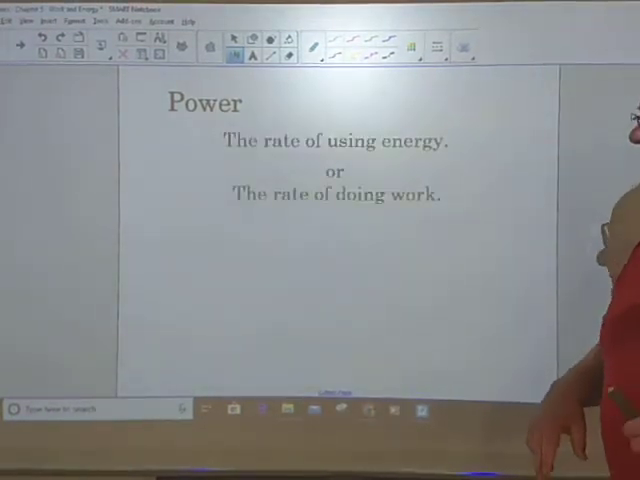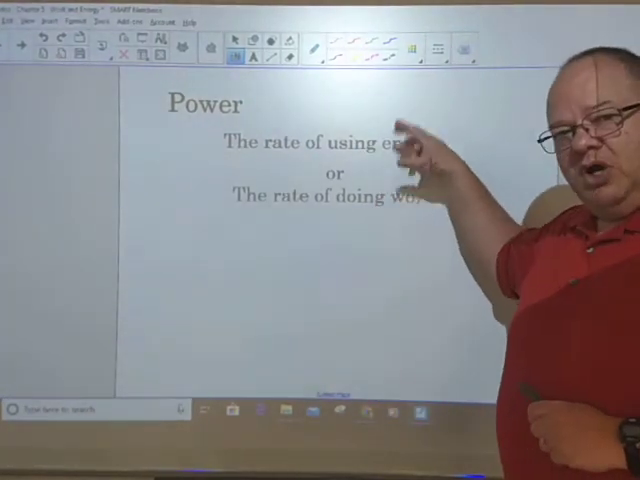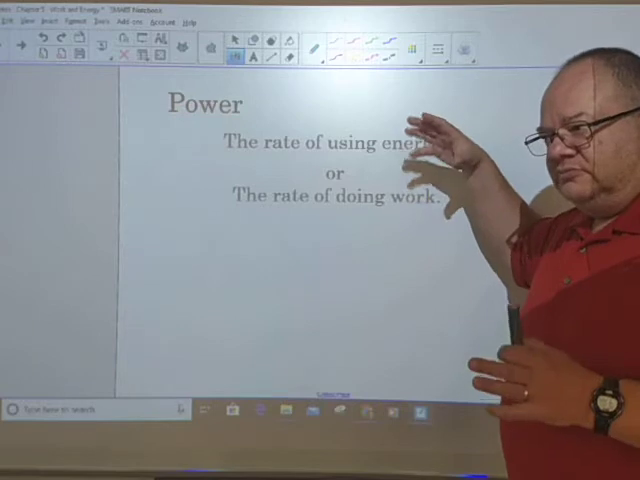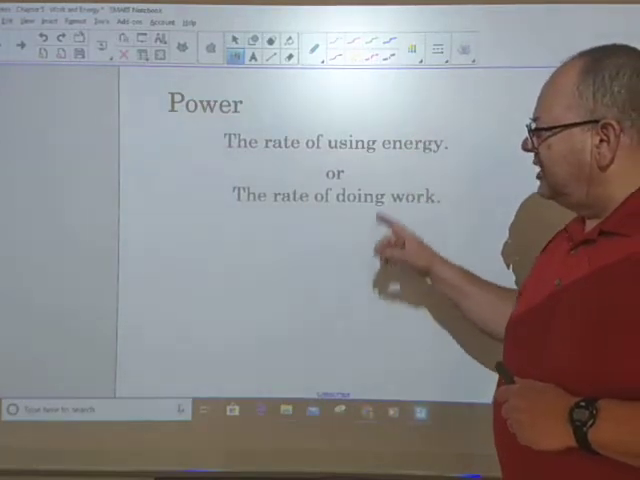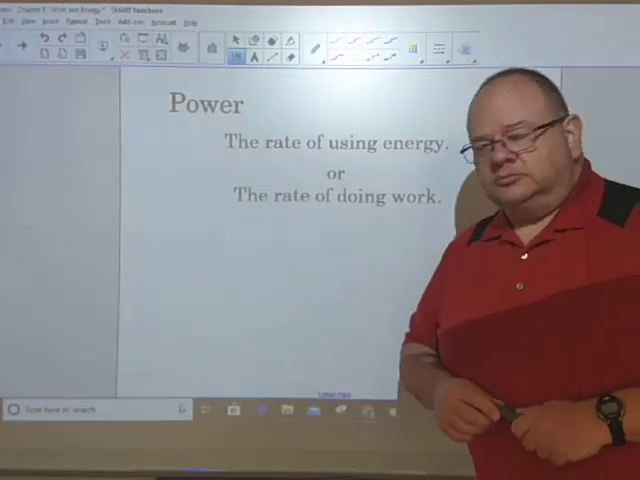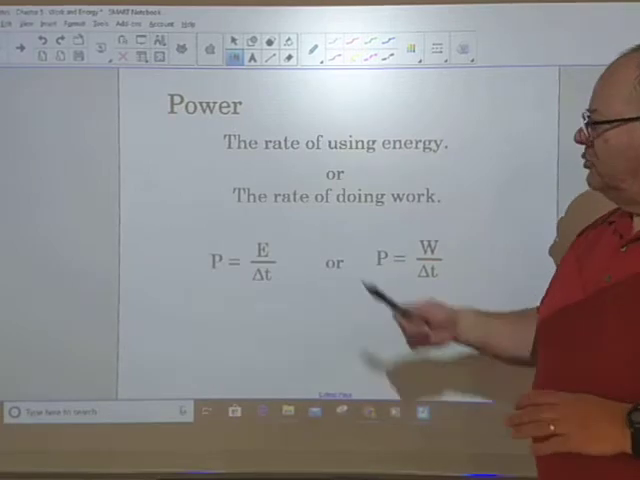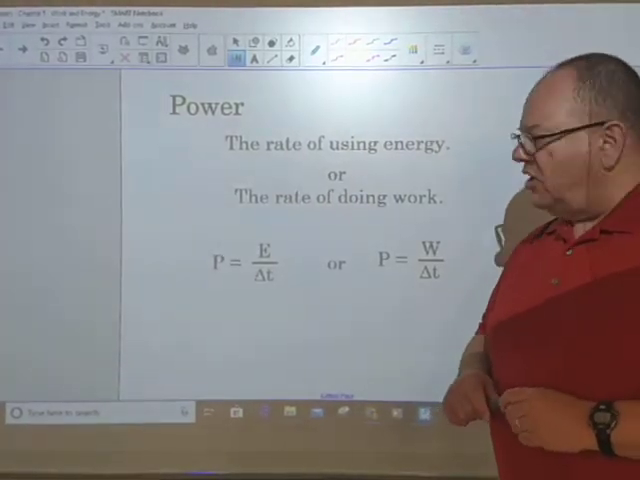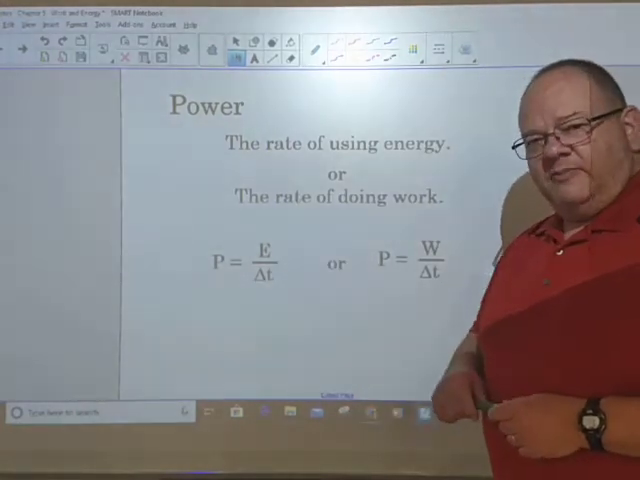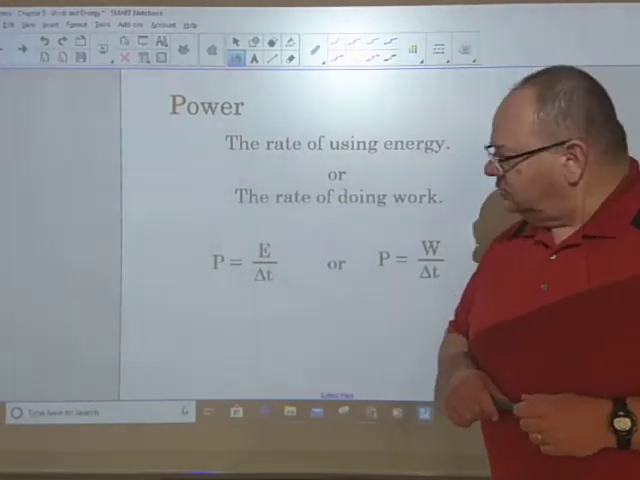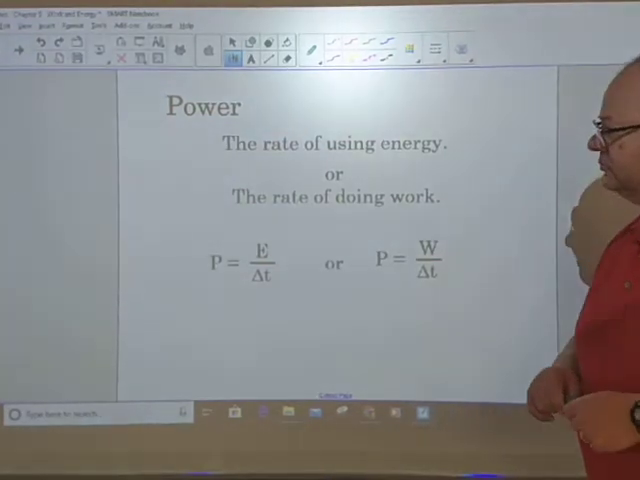So power is the rate of using energy, or since energy and work are really just two different forms of the same concept, it's the rate of doing work. So as an equation, when we have a rate, that means we look at how long it takes you to do it. We look at a time. So power is energy divided by that time interval it's used, or power is work divided by the time interval in which it happens.